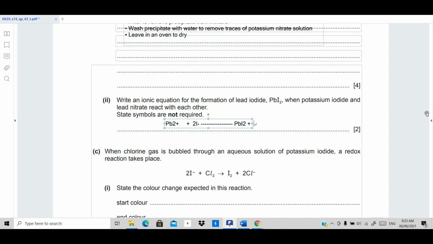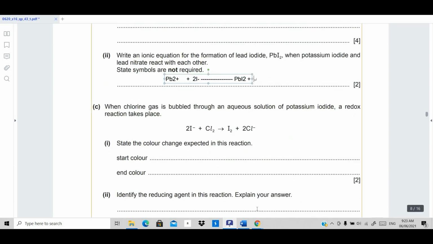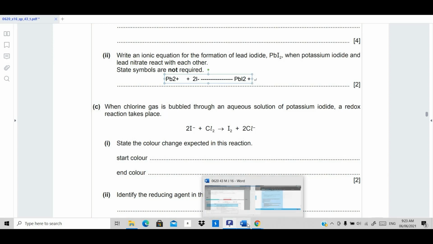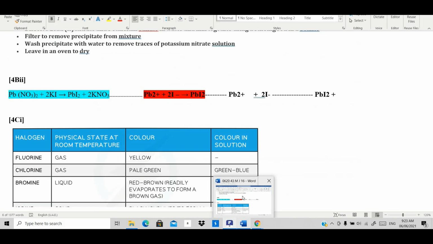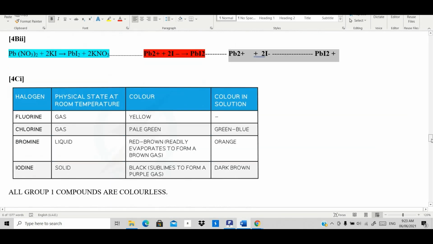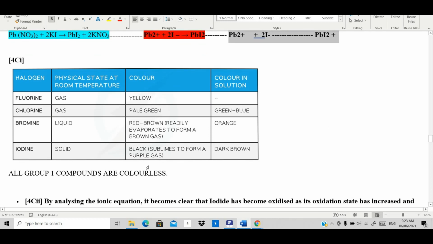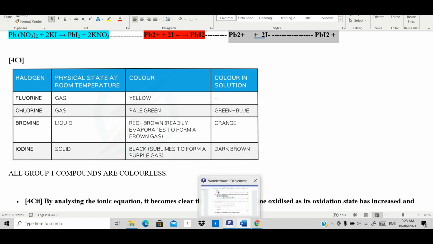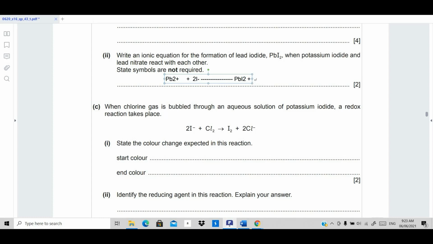State the color change expected in this reaction, start color and end color. So you need to be familiar with the colors of the halogens in solutions, and if they are individual, you need to know the color, and you also need to know the color of the group 1 compounds. All group 1 compounds are colorless. This is the statement you need to know. What we can write here, start color was colorless because we had this potassium iodide.